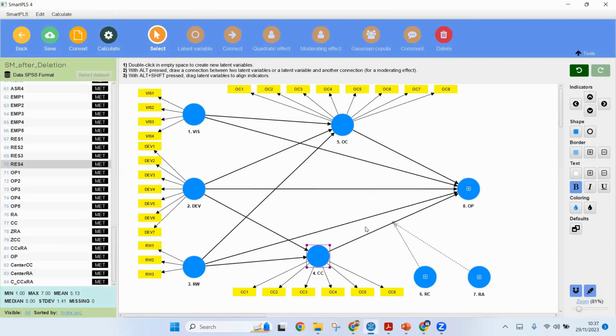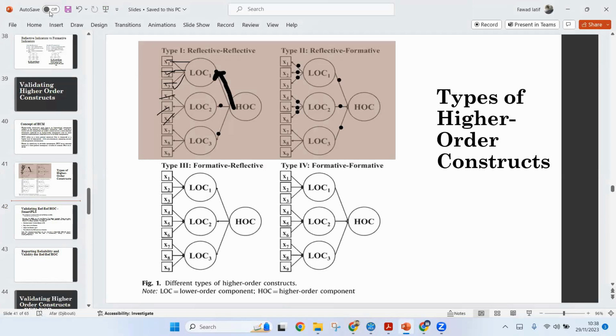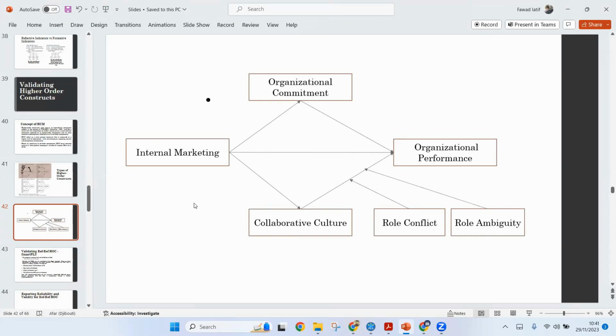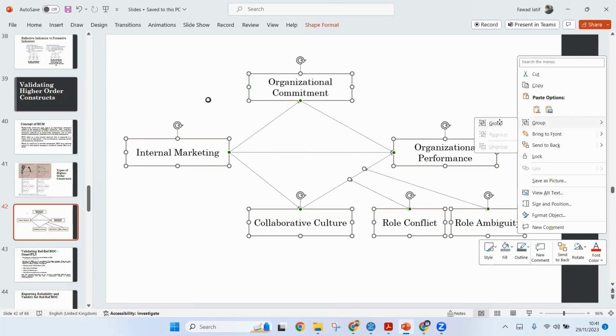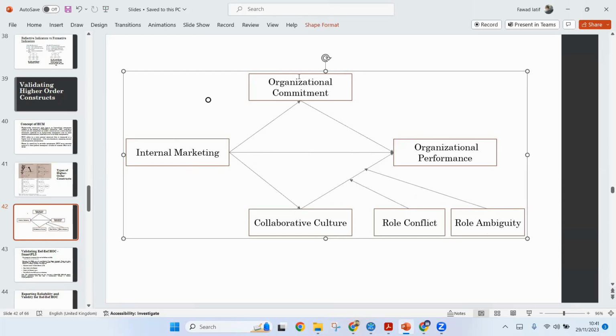But before I run this model, let me draw a conceptual model for you, a theoretical framework or theoretical model that we are interested in testing. Here I've got one IV, one DV, two mediators and two moderators that are moderating this relationship from collaborative culture to organizational performance.